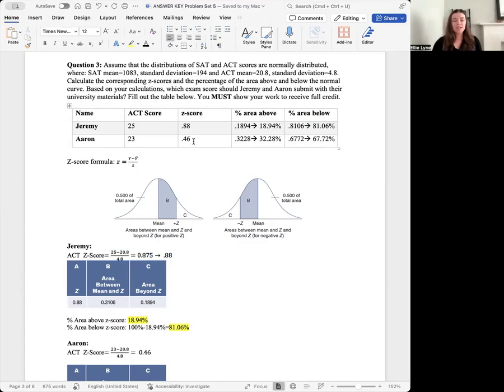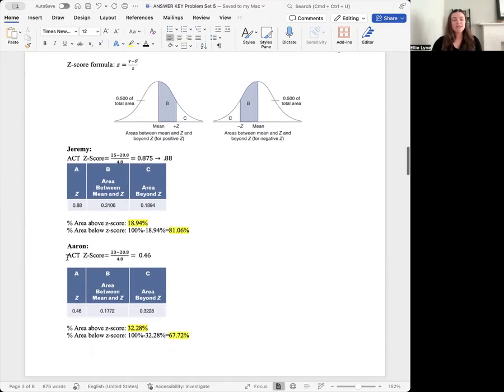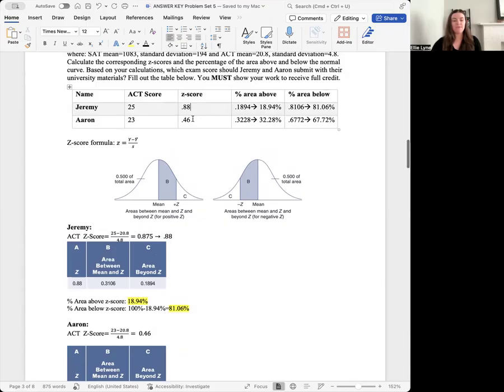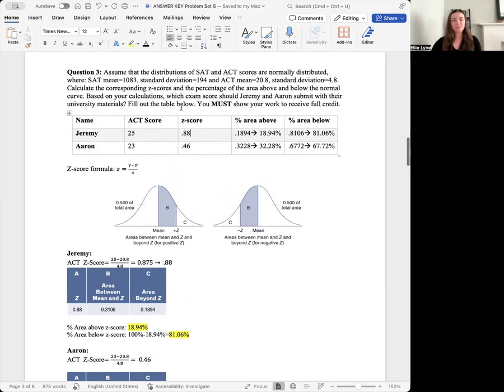Let's move on to Aaron's z-score first before determining this element here. Aaron scored a 23. This information is going to remain identical, and so he receives a z-score value of 0.46. That's where I have that listed in the table as well.